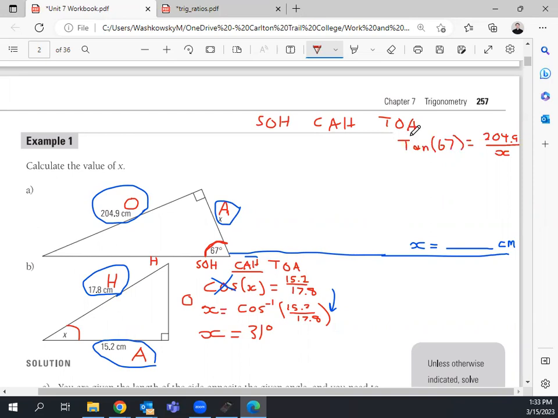This is the other thing that most people struggled with: we have to manipulate this equation. Right now, x is on the bottom of the fraction. My end goal is to get x by itself on one side, so I need to get x away from that fraction. I'm going to multiply both sides by x, leaving tangent of 67 degrees times x, and on the right side I'm just going to get 204.9. I know that's a tight fit. I apologize, it's kind of narrow.